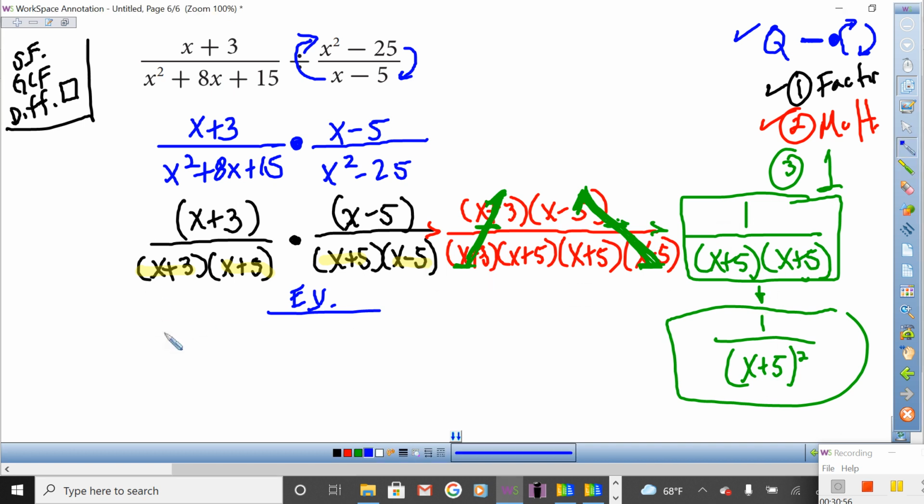Okay. So watch. X plus 3 equal to 0. X plus 5 equal to 0. Do I need to write it again this time? No, because we're going to get the same answer. This is the only time you don't rewrite it. And then x minus 5. Hold on. Look up to the screen.